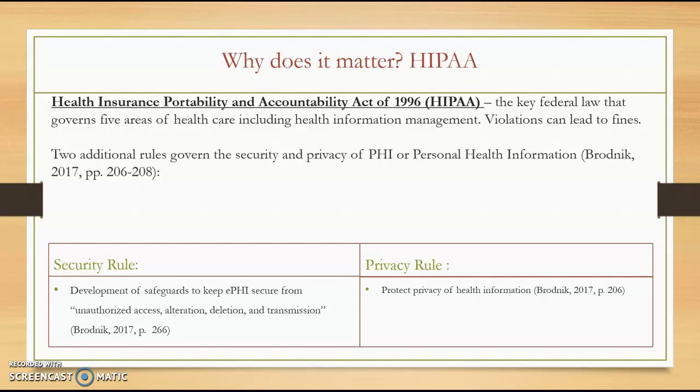The security rule requires that the data remains safe from unauthorized access, alteration, deletion, and transmission of the data, while the privacy rule means that the data is supposed to be kept private. This means that not everyone should have access to all of the data to view, and it should not be open to all of the users to make changes to the database.